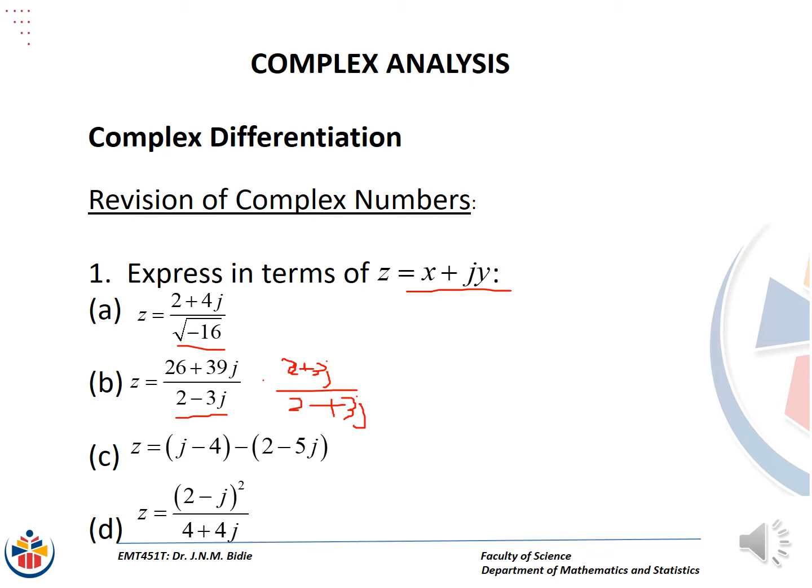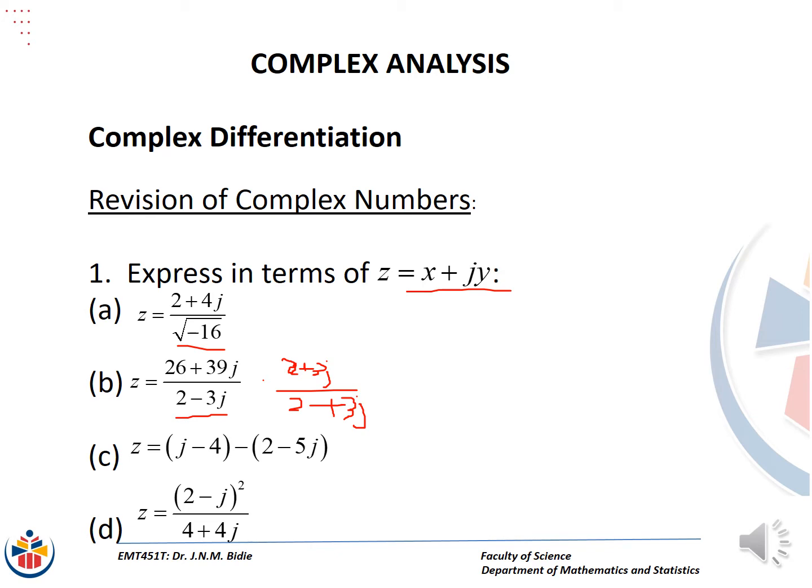For C, we know that we add or subtract the real terms together and the imaginary terms together. So we have j plus 5j, which is 6j, as the imaginary term, and then minus 6, minus 4, plus 4, it gives us minus 6. So we've got negative 6 plus 6j as our answer.